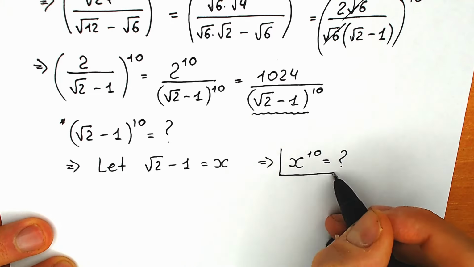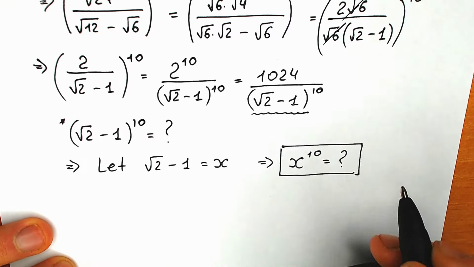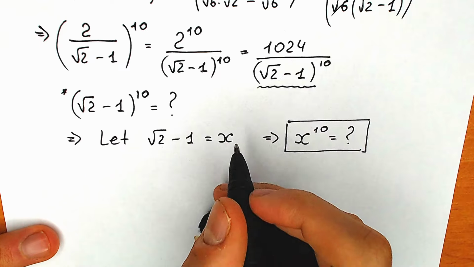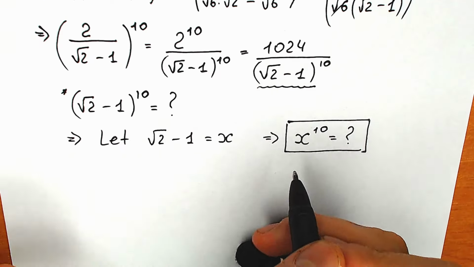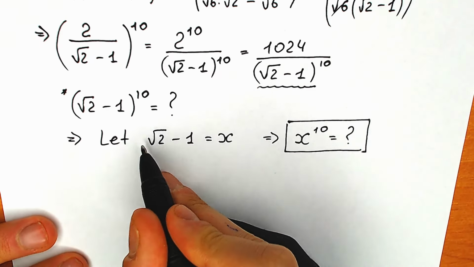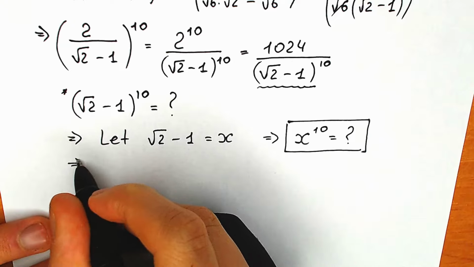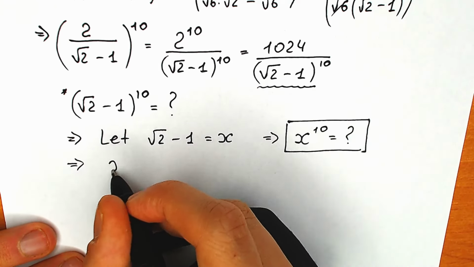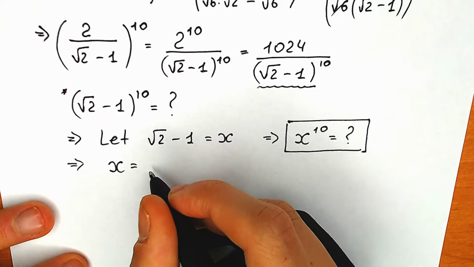And we underlined that this is the main expression, so we need to solve it for x to the power 10. So just keep in mind that we need to find x to the power 10, but let's simplify this expression. First of all, let's change position, so let's write x on the left side. So our x equals square root of 2 minus 1.